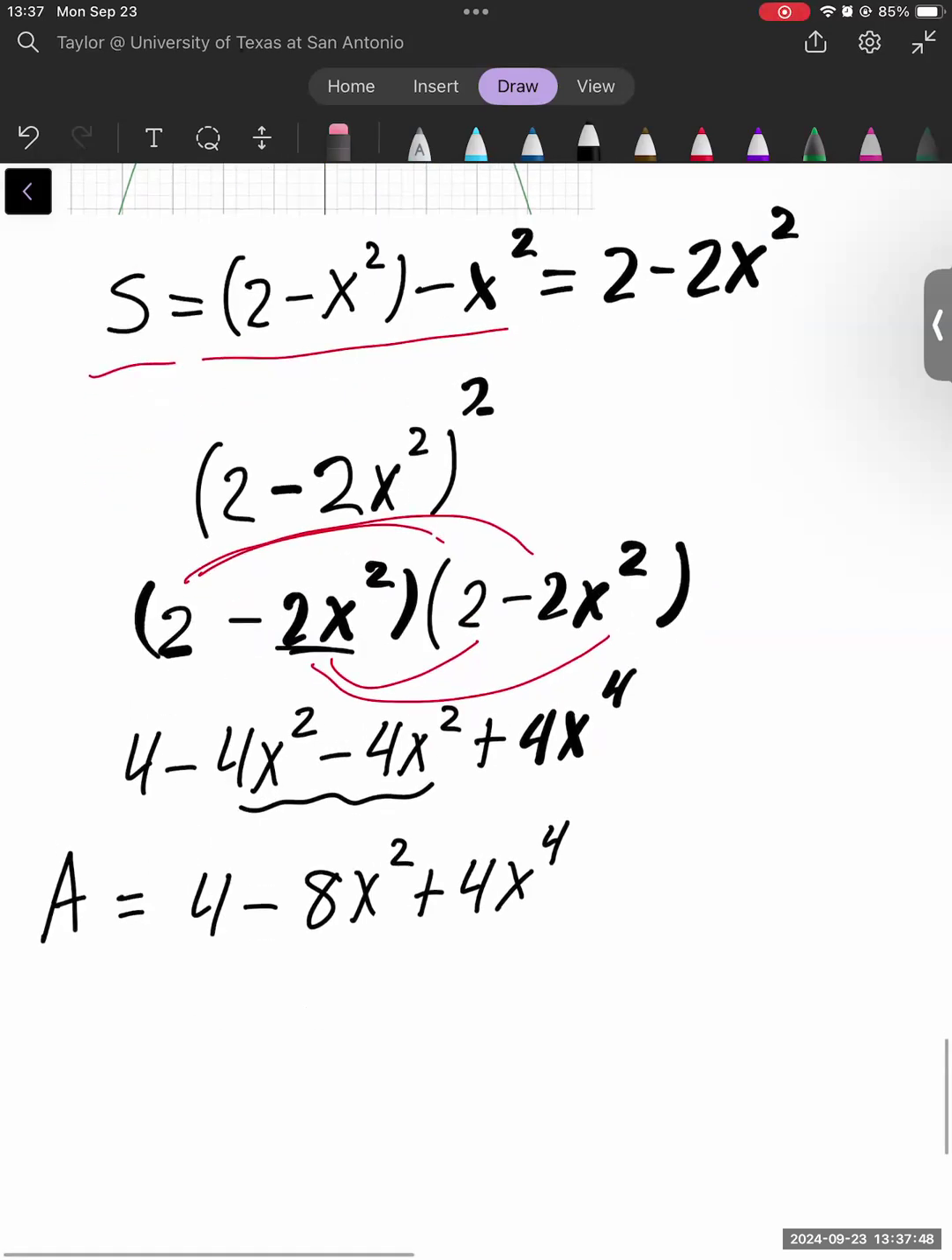This polynomial here gives me the area of one square. But how do I find the volume? What do I need to do?